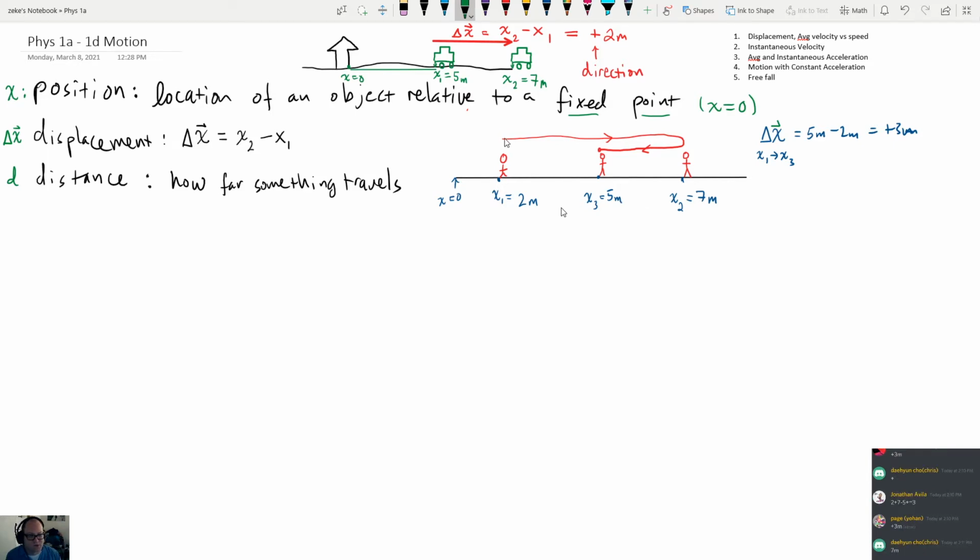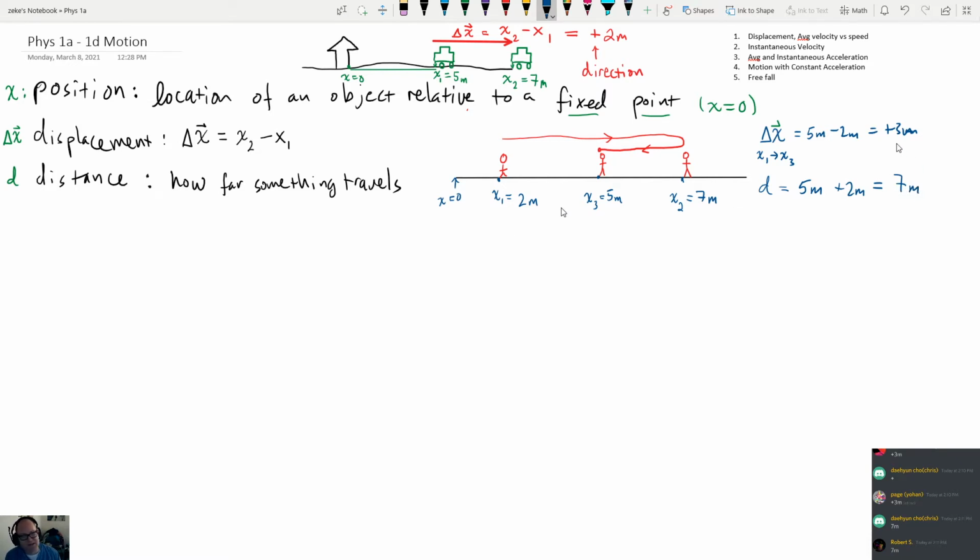So they went from 2 to 7, which is 5 meters, right? So the total distance traveled, d. Looks like everybody's saying 7. I think that's right, because you would go from 2 to 7, which is 5 meters. And then you also have to include the distance the person traveled backwards, which is 2 meters. So you'd add 2 meters to that.